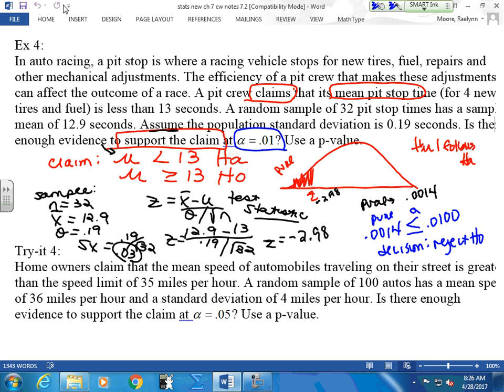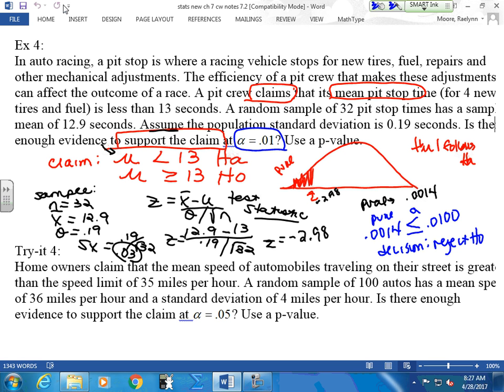This is how you interpret this. And this is what you need to write. There is enough evidence to support the claim that the mean pit stop time is less than 13 seconds. That's your final answer to somebody. They're like, what do you think? You say, there is enough evidence to support the pit crew claim that the mean pit stop time is less than 13 seconds. I've got to use this word support. I have to replace my claim with this claim.